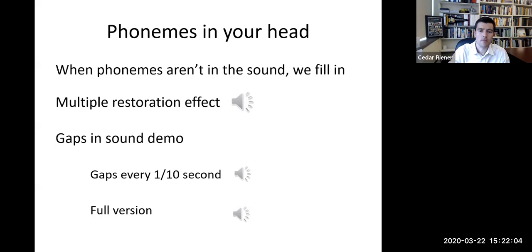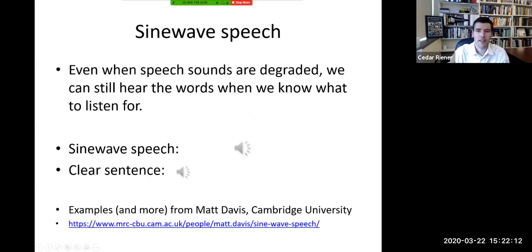The morning paper didn't say anything about rain this afternoon. A fundamental rule of perception is that we reduce uncertainty by using context. Another example of this is that we can actually degrade the speech. So even when speech sounds are degraded, and this is when all of the sound is degraded, we can still hear the sounds when we know what to listen for.